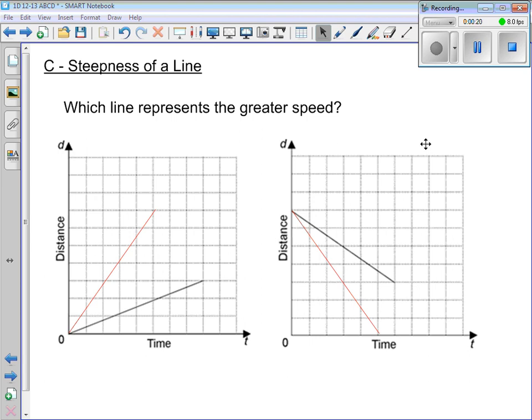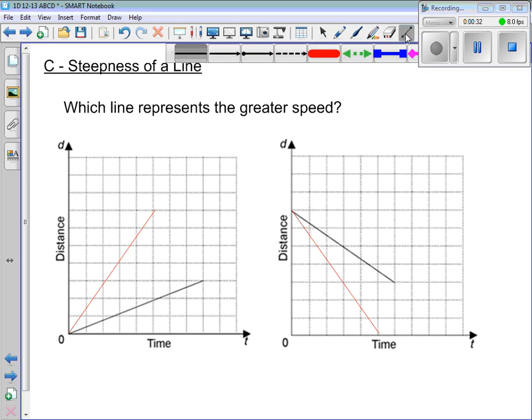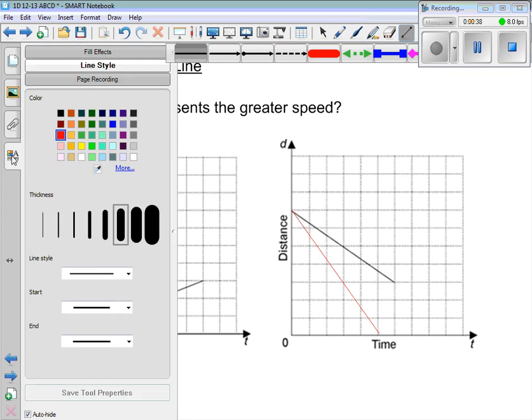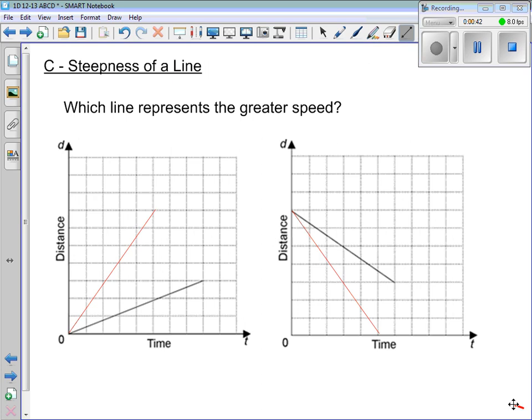Now what you don't have are two red lines. So what you should see in each distance time graph is two lines, a black line and a red line. So go ahead and just draw in the red line. Let's see if we can make this a little bit bigger here on mine. Okay, so you want to draw in a red line kind of like this.